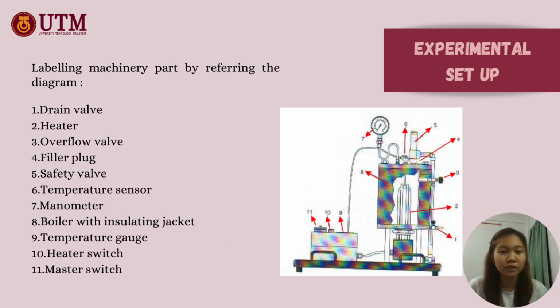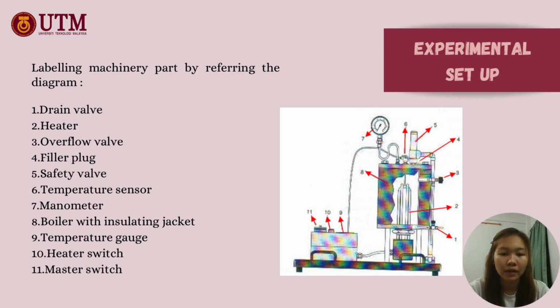Okay, so this one is the experimental setup. I will talk about the labeling of the Marcet boiler. First one is the green valve. The green valve is to drain the vessels. Secondly is the heater. The heater is to heat the distilled water. Then the third one is the overflow valve. The overflow valve is to ensure the vessels are filled to the correct level.